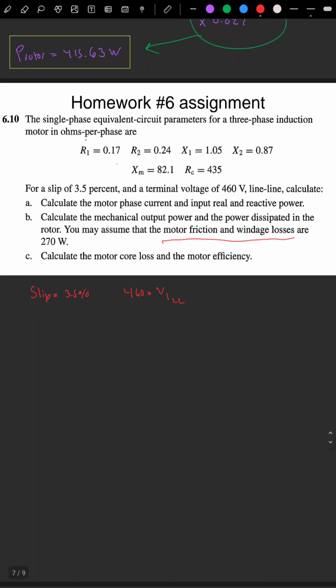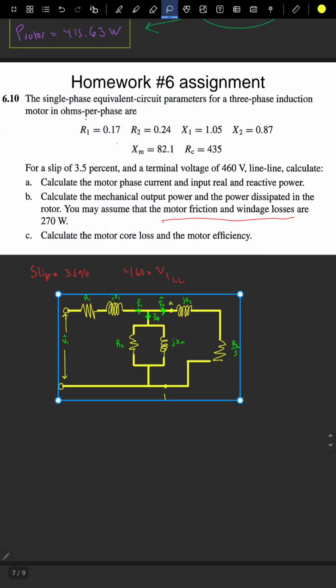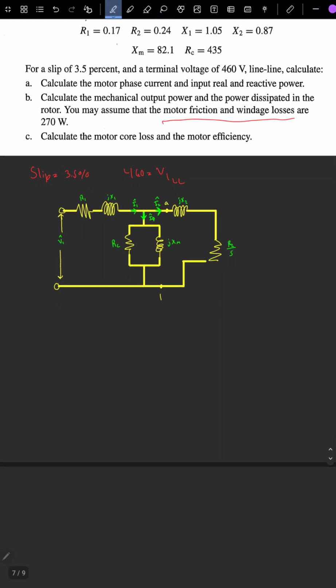So basically how we're going to attack this problem is we're going to draw our equivalent circuit, and then we're basically just going to use what we've done in Electrical Systems 1 and 2.